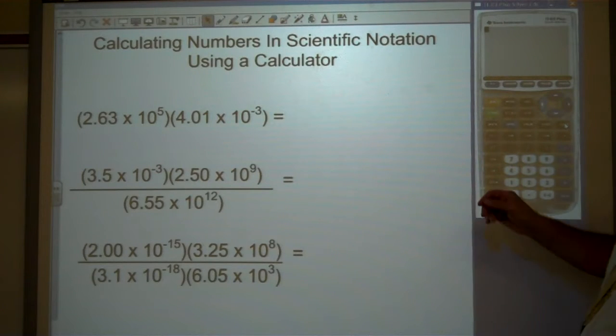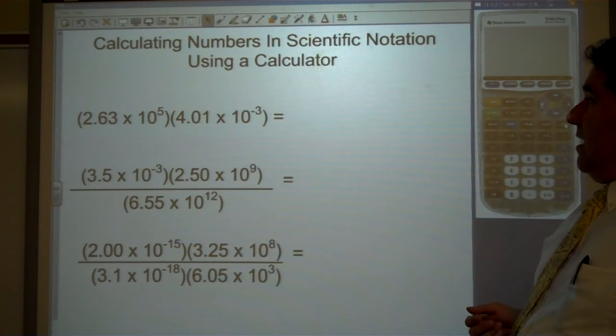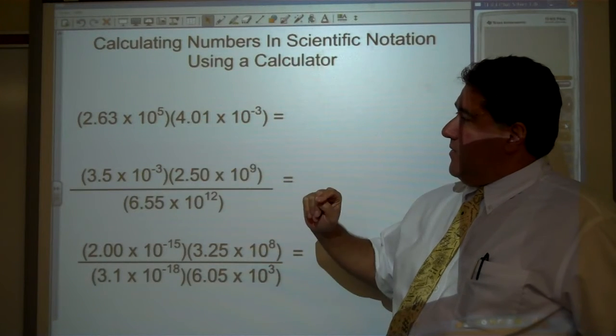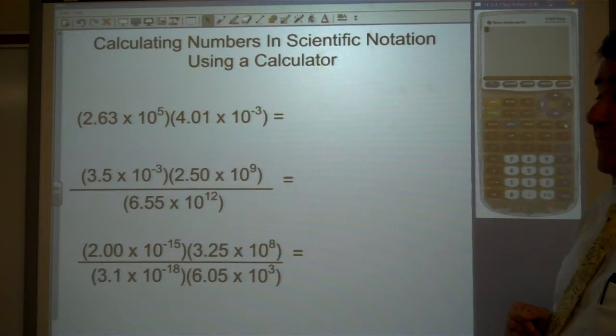We're going to calculate numbers in scientific notation using any scientific calculator. The first are two numbers in scientific notation: 2.63 times 10 to the 5th times 4.01 times 10 to the negative 3.